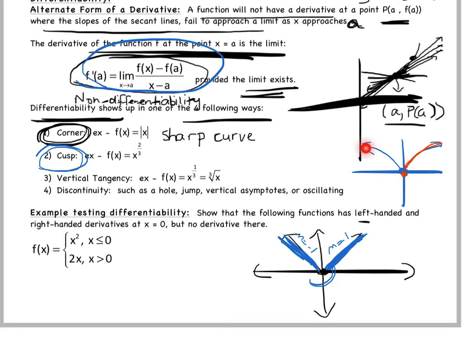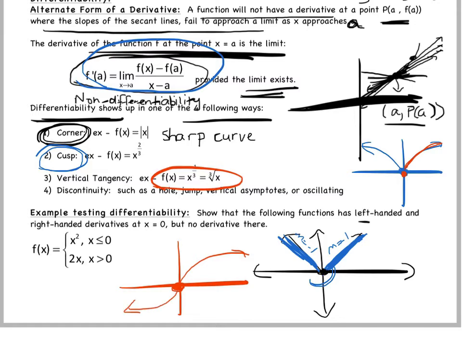If you check from the other side, the slopes are negative, and it looks like the slopes are getting really steep downhill. So from this side, you got slopes approaching negative infinity, and this side you got slopes approaching positive infinity. And again, since the limit doesn't agree from both sides, the derivative will not exist at this cusp. So there's another example. The next one is what we refer to as a vertical tangency, and my example of a vertical tangency is the cube root curve.